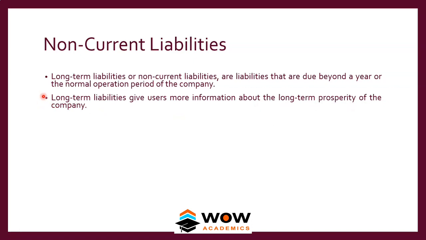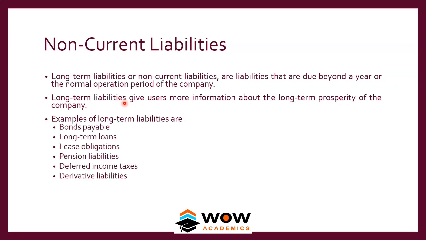If a company has a good level of long-term loans, that is actually good, because with long-term loans they can buy long-term machinery assets and make more money out of it. So having long-term liability is not bad at all. It's also good, provided the company makes profit with it. The examples for non-current liabilities are bonds, long-term loans, lease obligations, pension liabilities, deferred income tax, and derivative liabilities.